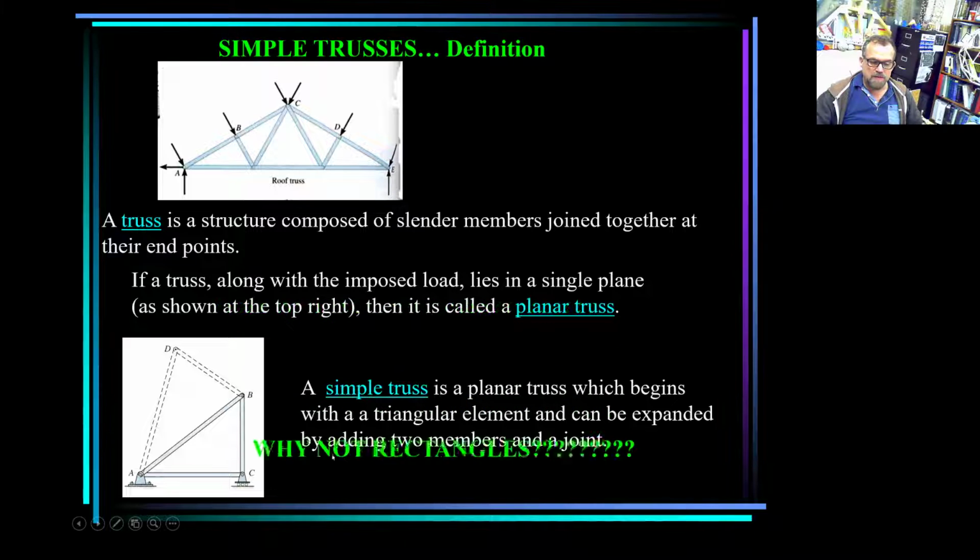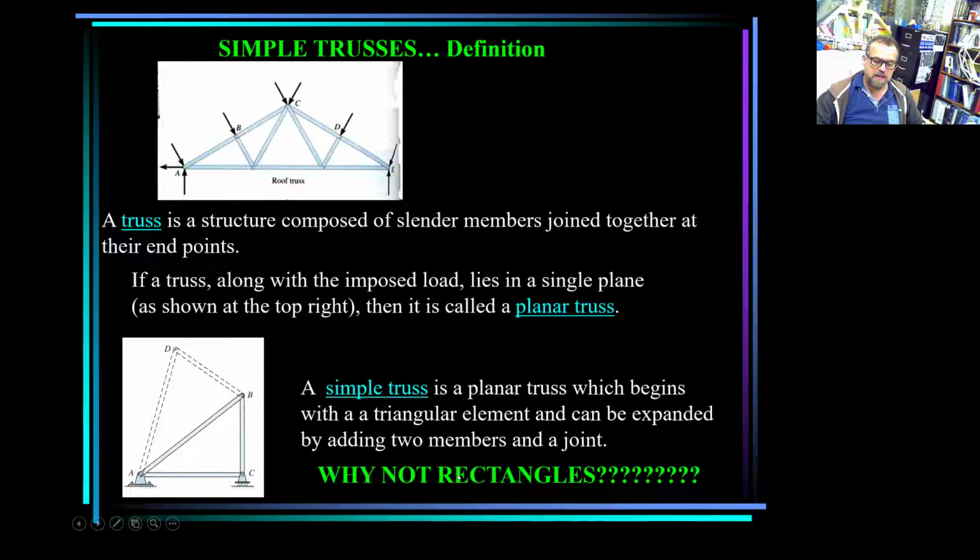Why not rectangles? This is also explained in the statics review, but if this is a triangle, the structure is stable. If this is a rectangle, it's a mechanism with too many degrees of kinematic freedom, and it's not stable in that case.